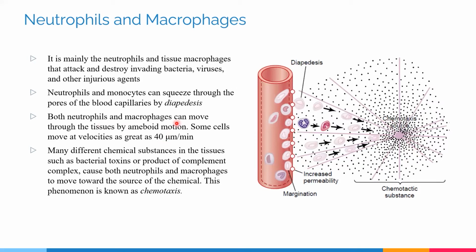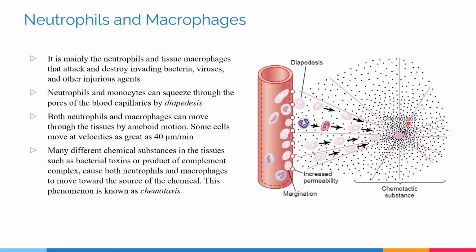Both neutrophils and macrophages can move through tissues by amoeboid movement. Some cells can move with velocities as great as 40 micrometers per minute, which is equivalent to their whole length per minute. That is a huge speed for such small cells. Finally, many different chemical substances in the tissues, such as bacterial toxins or products of complement complex, cause both neutrophils and macrophages to move towards the source of the chemical. This phenomenon is known as chemotaxis.